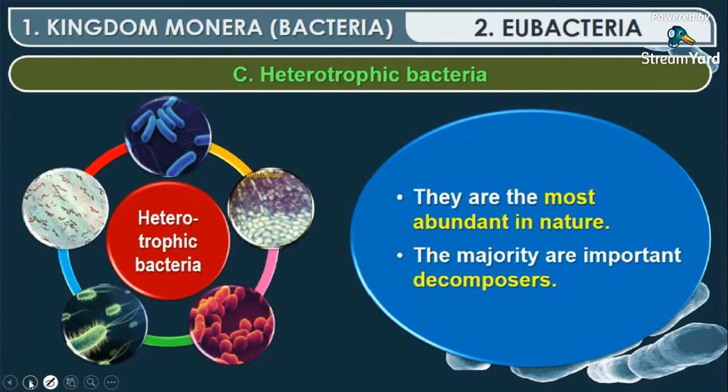Next is the heterotrophic bacteria. They are the most abundant in nature. We said that bacteria are most abundant in nature, and the majority of them are heterotrophic. That is, they obtain their food from a host body. Most of them are important decomposers. As all of you know, bacteria decompose dead and decaying organisms into organic matter. All this is done by heterotrophic bacteria. There are both useful and harmful bacteria. In every case, there will be an equal and opposite type of organism.